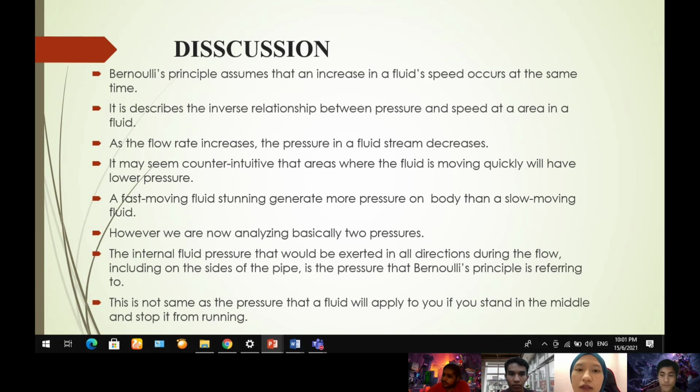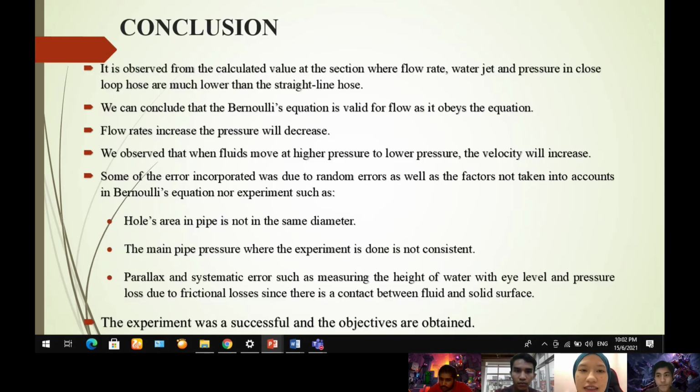However, we are now analyzing specifically the internal fluid pressure that would be exerted in all directions during the flow, including on the side of the pipe. This is the pressure that the Bernoulli principle is referring to. It is not the same as the pressure that a fluid will apply to you if you stand in the middle and stop it from running. Last, I pass to Fizin.